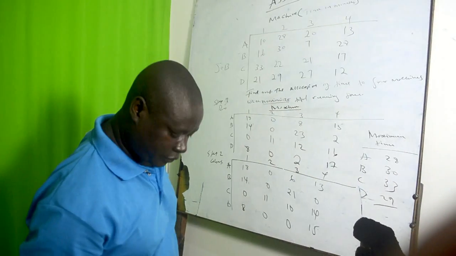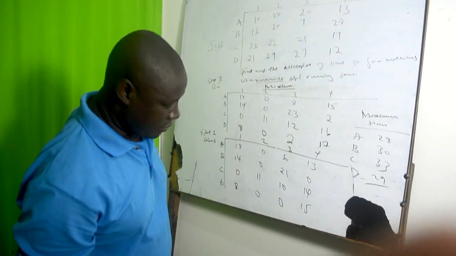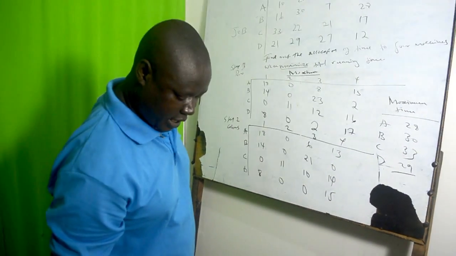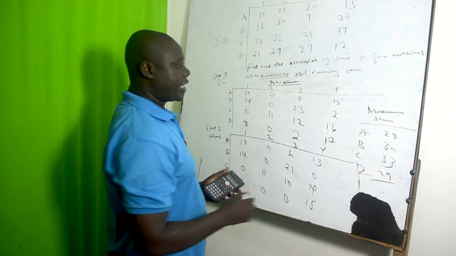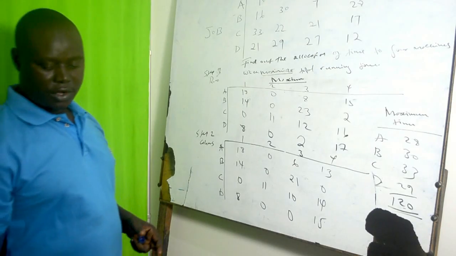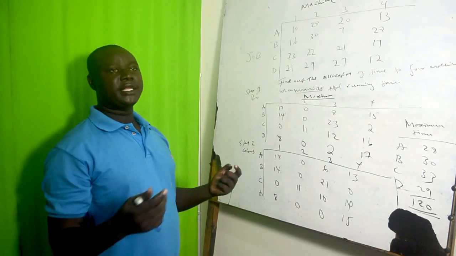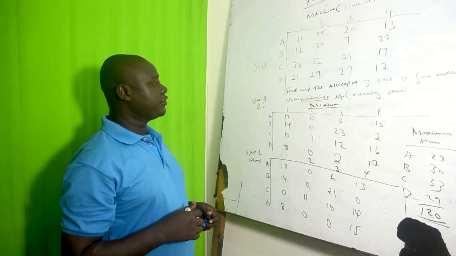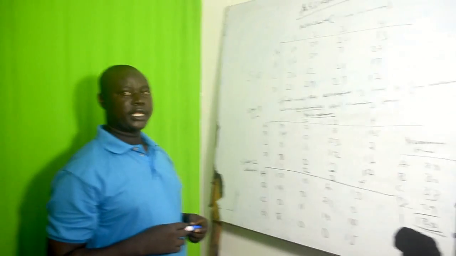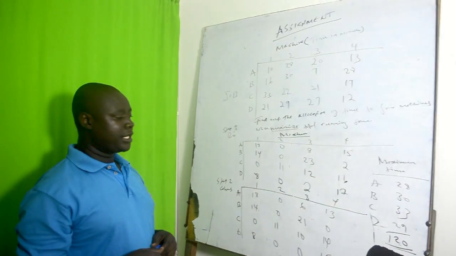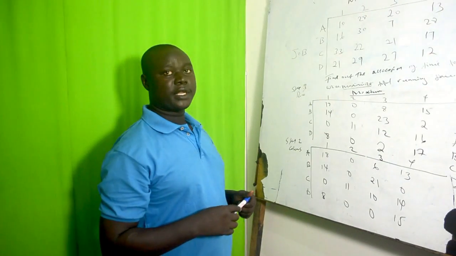Now you get the maximum time, 28 plus 30 plus 33 plus 29, which becomes 120. That's how you should calculate your assignment. So assignment is part of transport. Next time I'll give you questions concerning this topic of transport and assignment. Then we'll proceed with the new topic. Thank you.